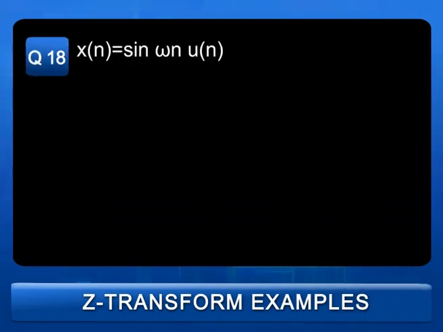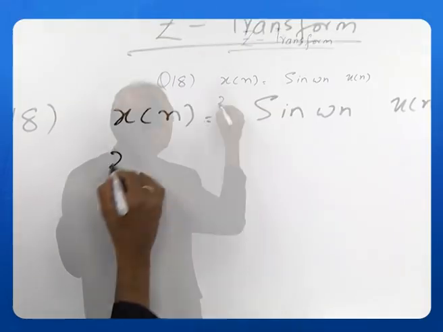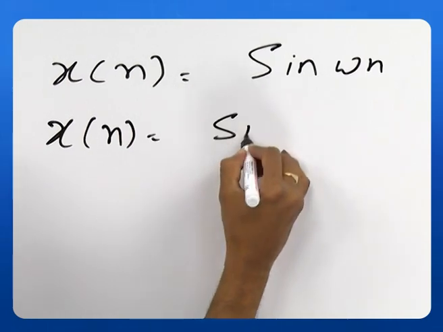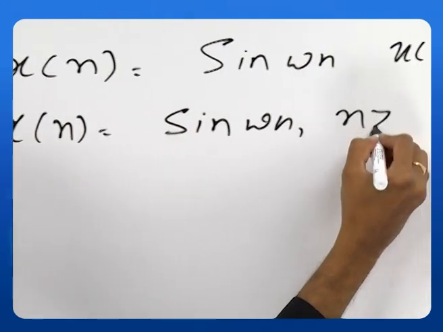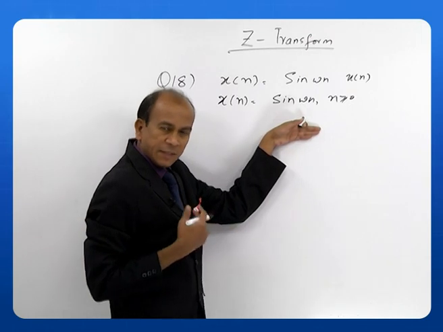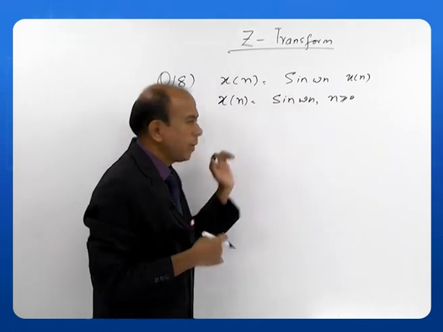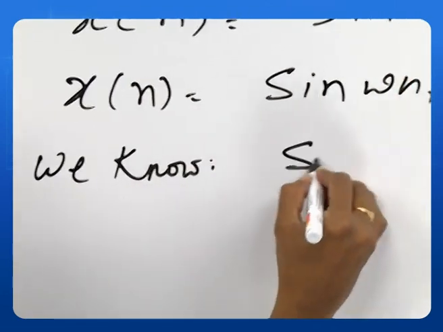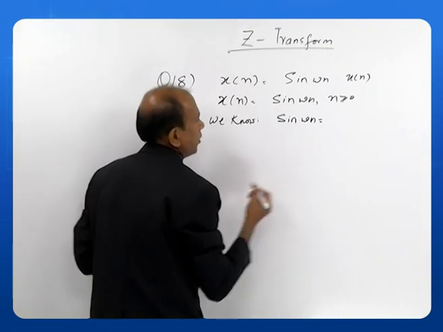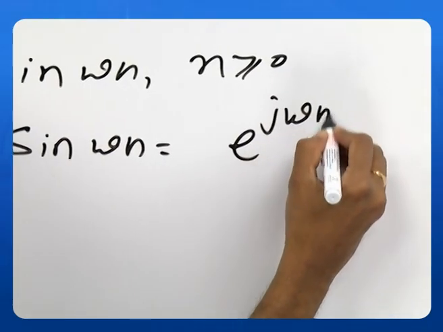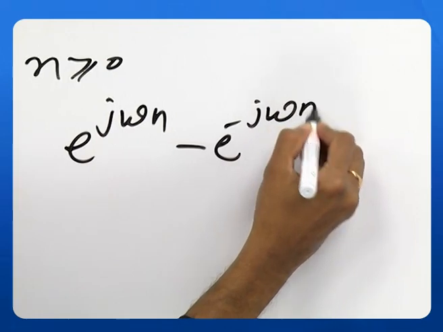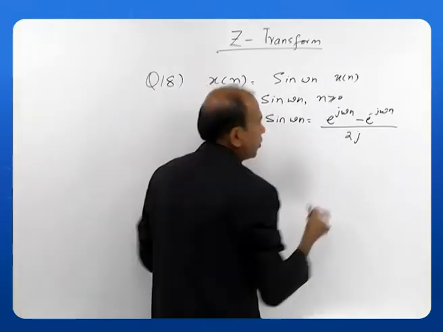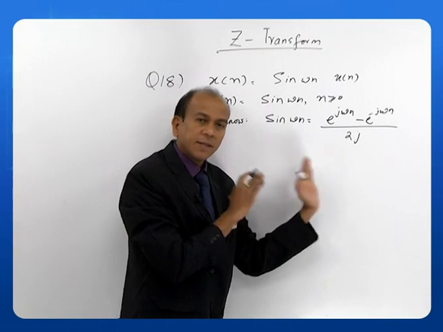Let us see the next problem, that is x of n is equal to sine of omega n u of n. That is, this x of n is nothing but equal to sine omega n for n greater than or equal to 0. So, let us follow the steps again. What we know is sine omega n is equal to e to the power of j omega n minus e to the power of minus j omega n by 2j. So, let us put this in our z transform formula.